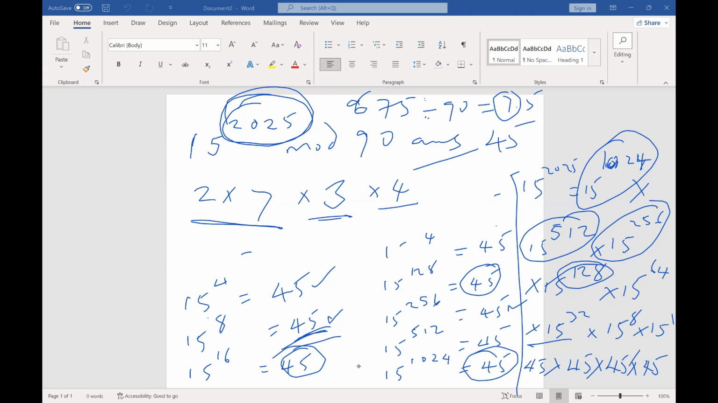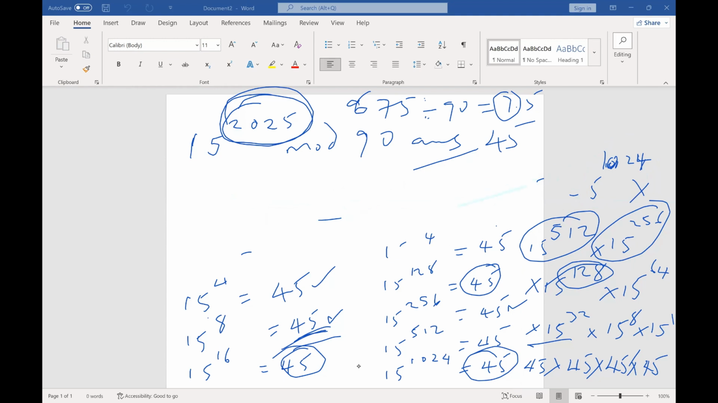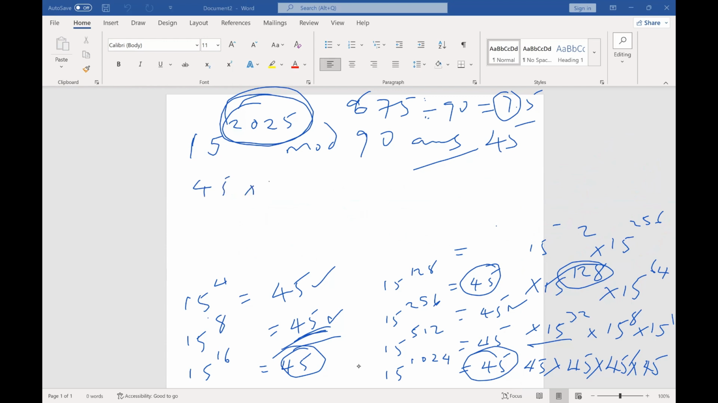So what I mean is, how many 45s did we have? There were 7. So we do all of them, but in pairs, because your calculator cannot do that. But for us, we can do it. So what we have is 45 times 45 times 45 times 45, 1, 2, 3, 4, 5, 6, 7, and the last one is 15.